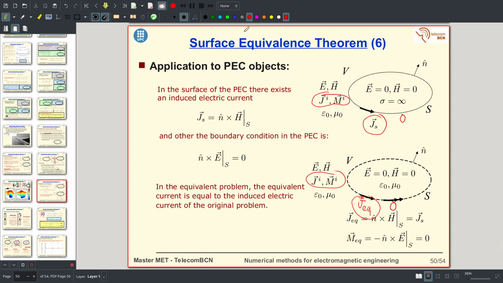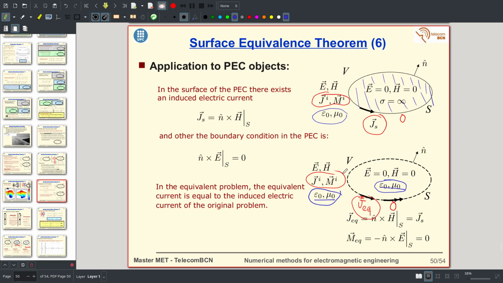So you will say, well, what's the difference? What's the use of formulating the equivalent problem if we already had the same sources in the original problem? Well, there is a key difference. In the equivalent problem, everywhere we have free space. We have epsilon 0, mu 0 everywhere. And in the original problem, we only had free space outside, but we had a perfectly conducting object, not free space, here.